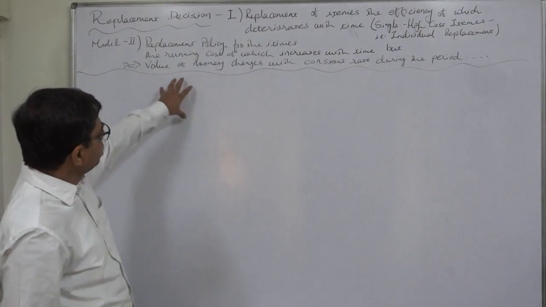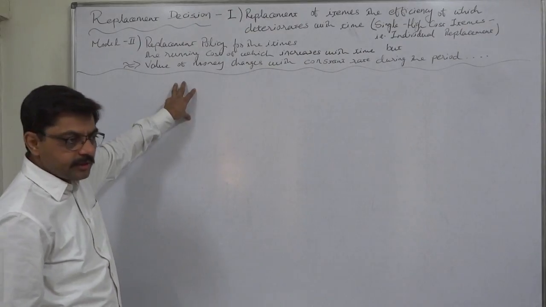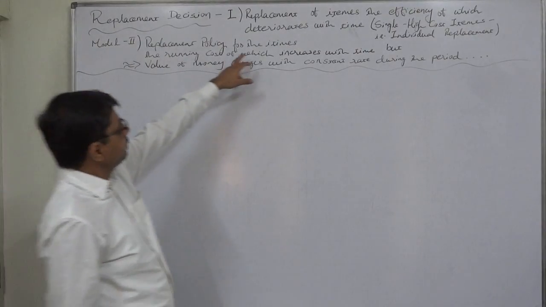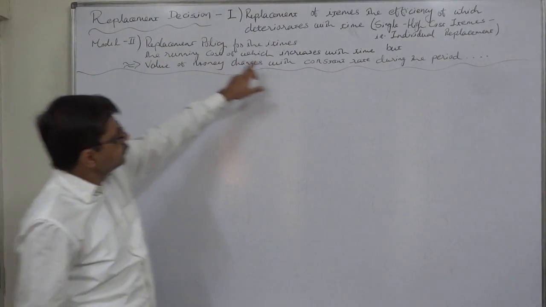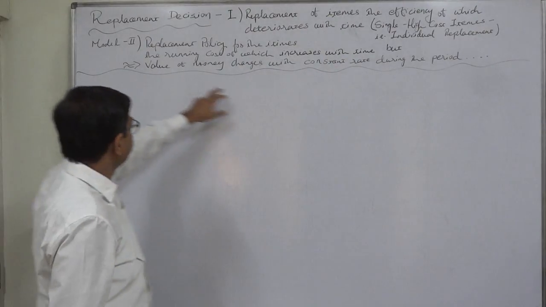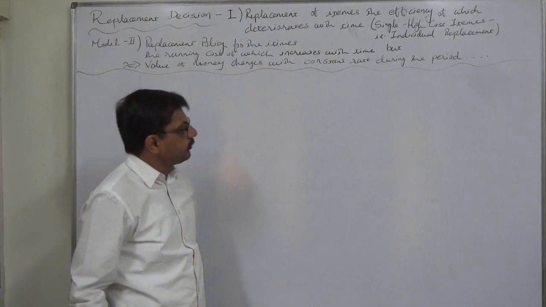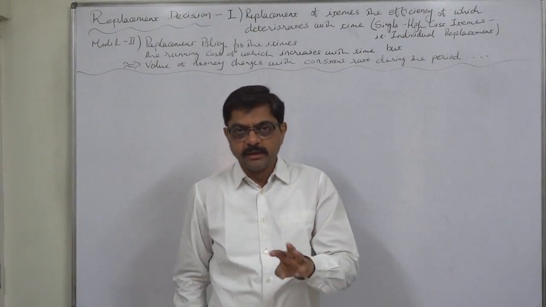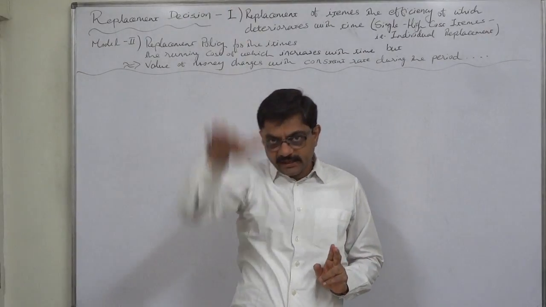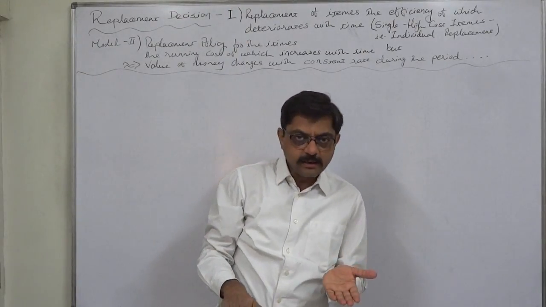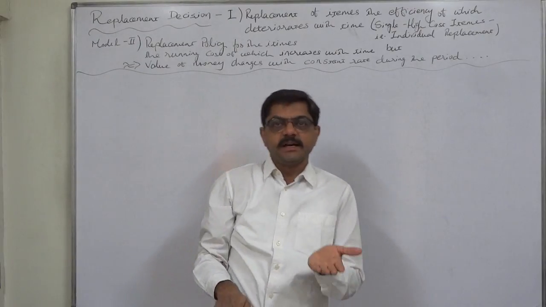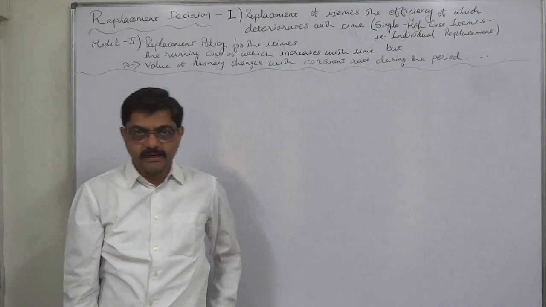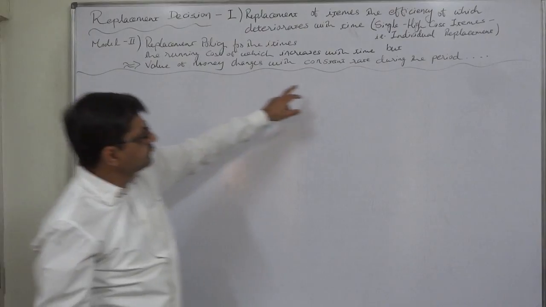And now we are going to discuss another model. In the first model we ignored the time value of money. Now in model 2, replacement policy for the items the running cost of which increases with time, but value of money changes with constant rate during the period. Now there are three main points. The efficiency of the asset decreases with time, running cost of using the asset increases with time, and we are going to consider the time value of money, and we believe that the time value of money changes with constant rate.